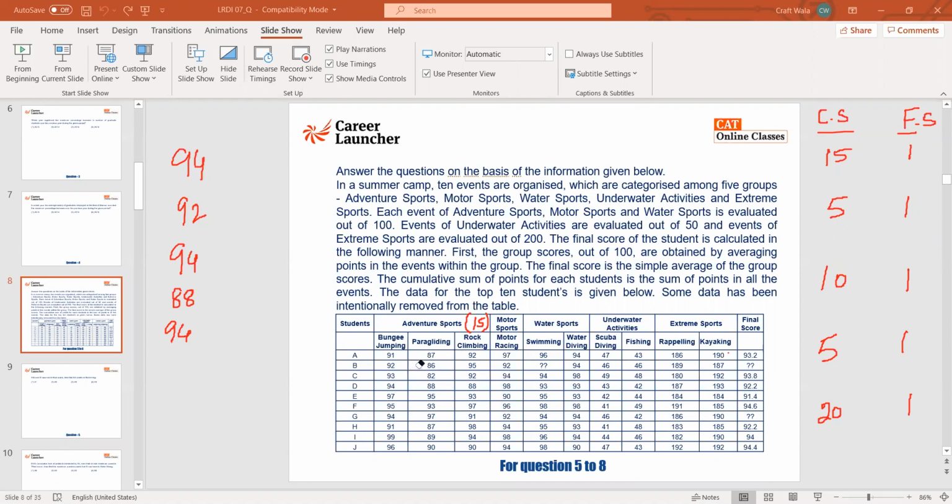What is B's? B has got 92, 86, 95, so 91. So his average will come to 91. Next, 92 he has got here. Here we don't know the swimming number. Underwater activity is again 92.